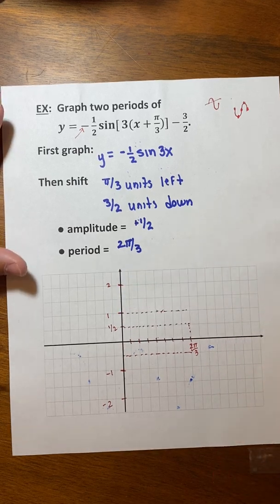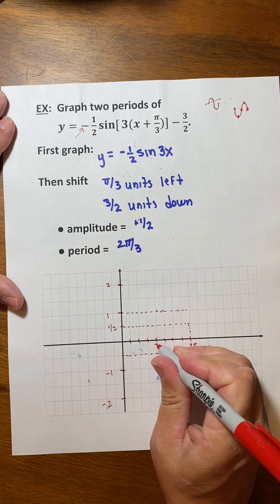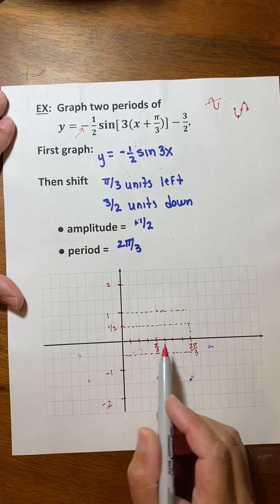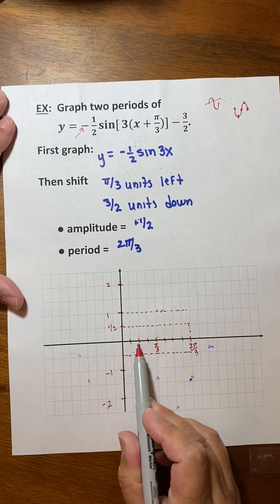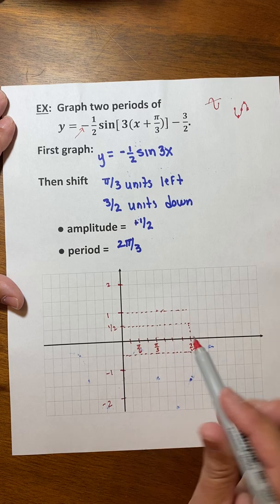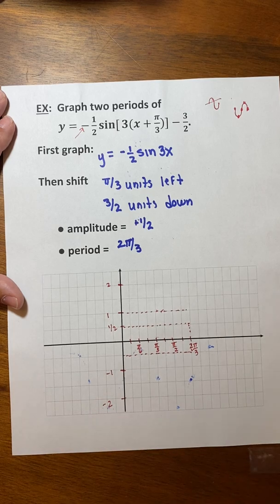All right, so we're going to do halfway in between 0 and 2 pi over 3. Well, half of 2 pi over 3 is pi over 3. Between 0 and pi over 3, halfway is half of pi over 3, which is pi over 6. So this is 1 pi over 6, 2 pi over 6. This is going to be 3 pi over 6, and 3 pi over 6 is pi over 2. So those are my 4 important points.